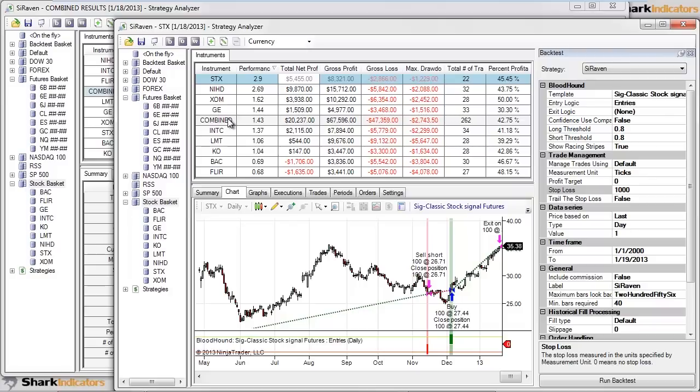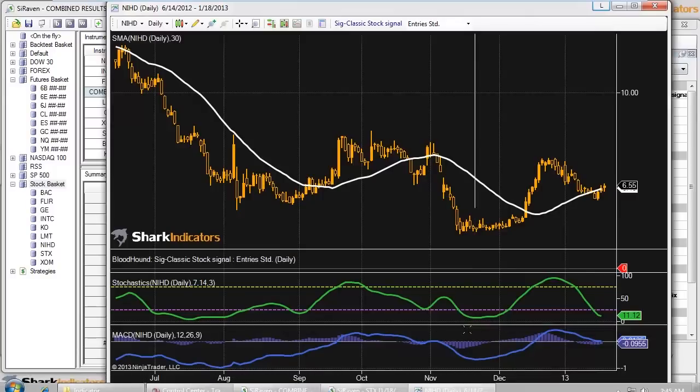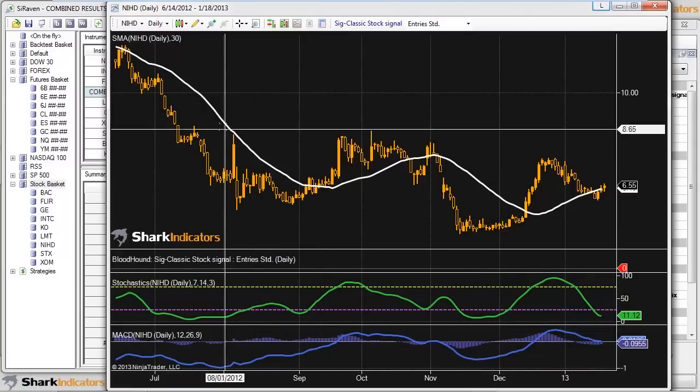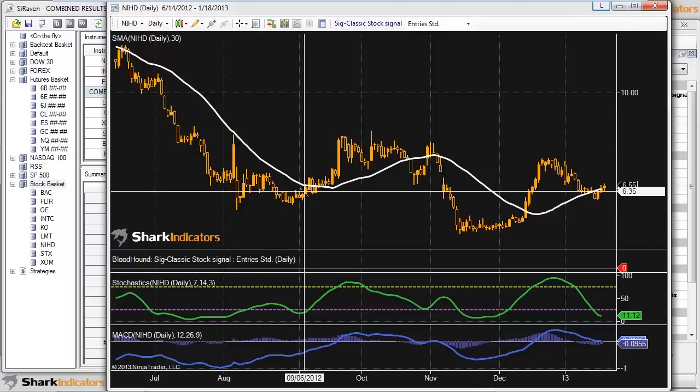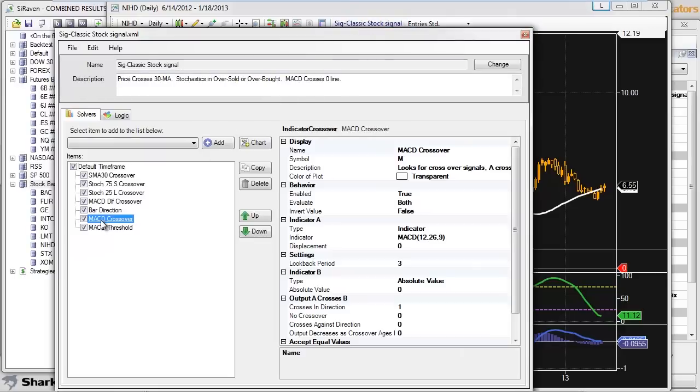And unfortunately, that's all I have time for today. And next week, I'll explain how the system works, what the conditions are, and how easy it is to change those conditions using Bloodhound. We can go in and change some of the periods and change some of the other requirements that I'll explain as well.